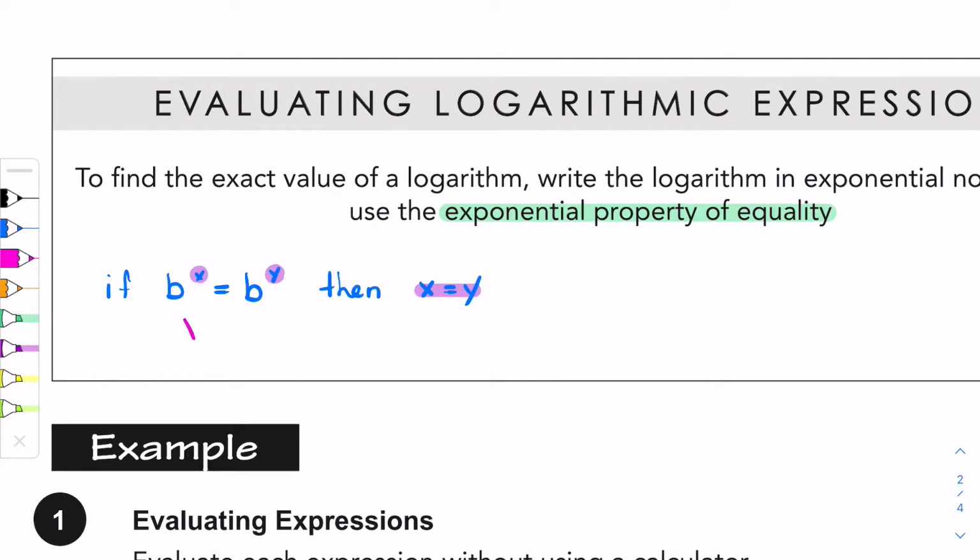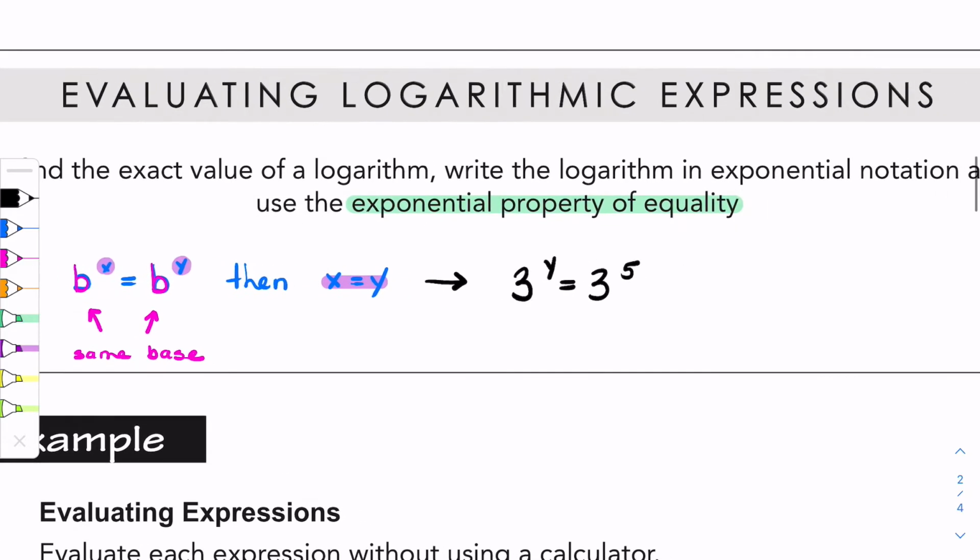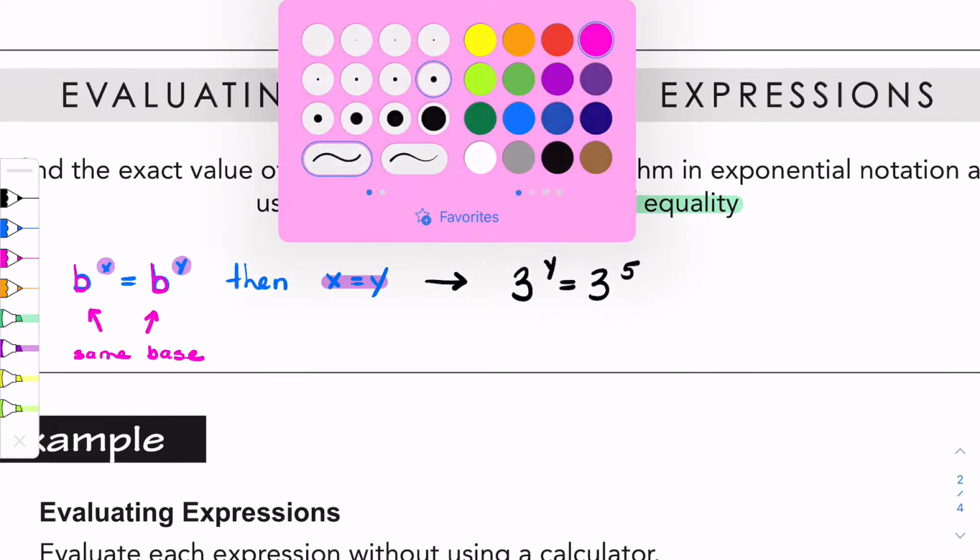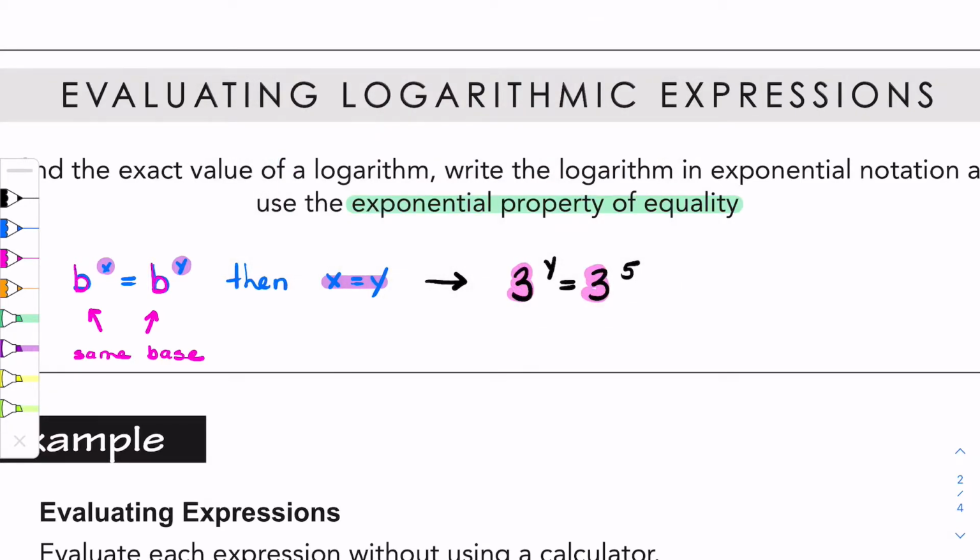And that only works because we have the same base, and by the base, we're talking about the value of b. If we look at a real example, 3 to the power of y is equal to 3 to the power of 5. Because we have 2 of the same bases, which is the value of 3, we know that we can set our exponents equal to one another. And in this case, you would know that y equals 5 would be the solution.